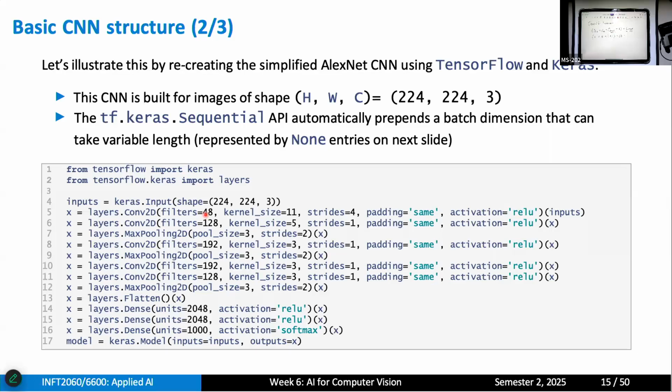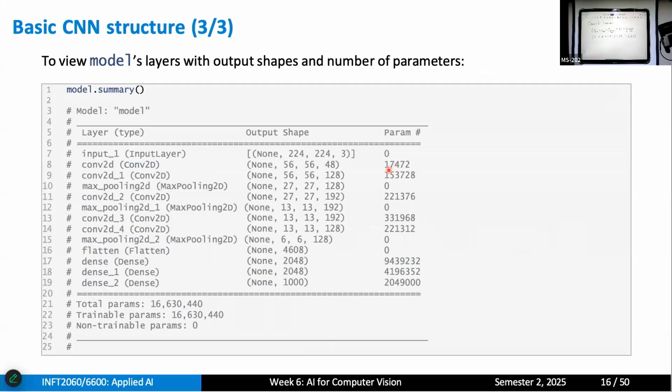And then, is there anyone help me? 364 times 48. I got it. It's 17472. Okay. Now let's check whether the first convolutional layer's parameter is 17472. Okay. As you can see now, it's 17472. Okay. So this is the parameters number.